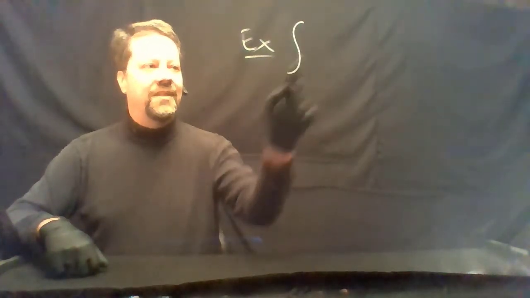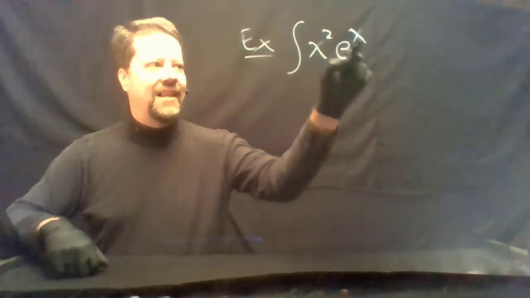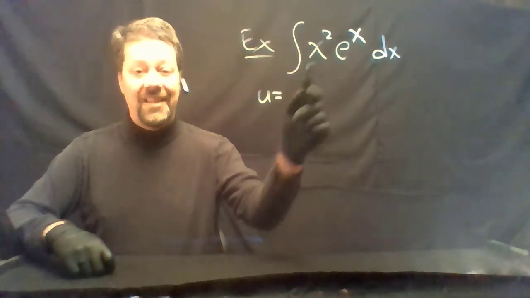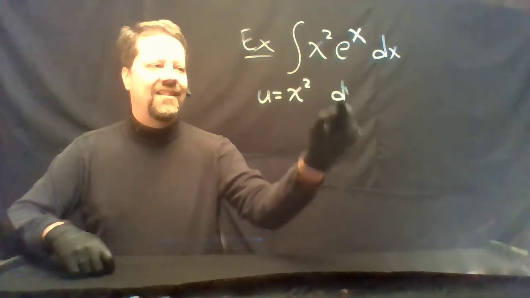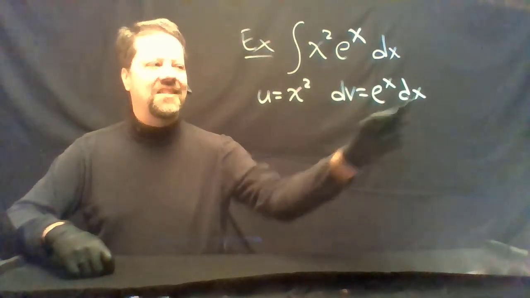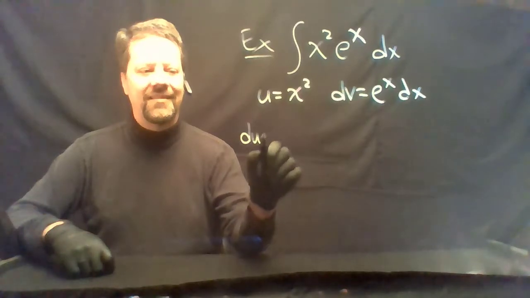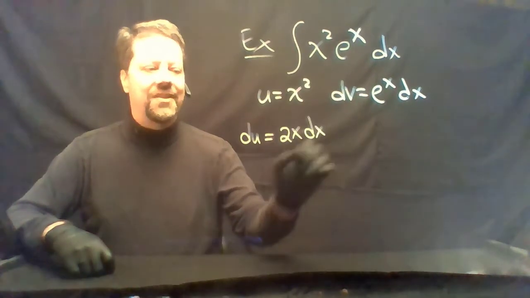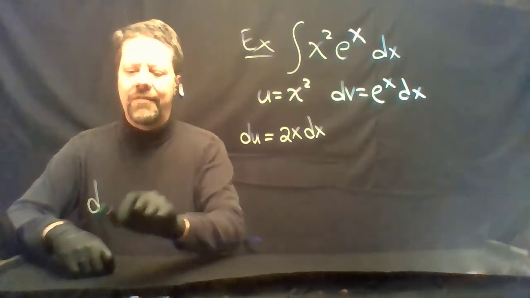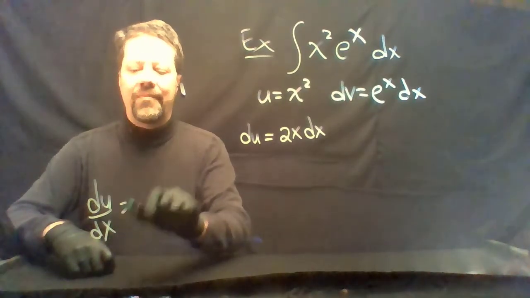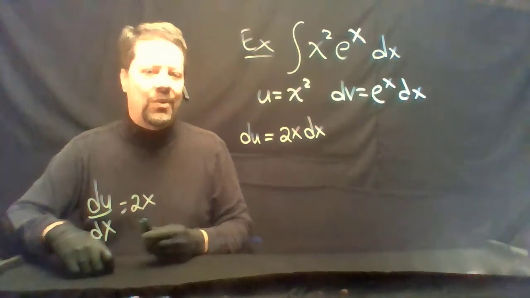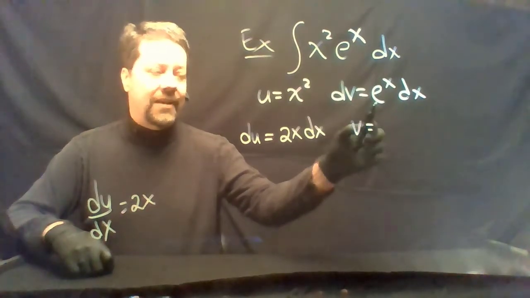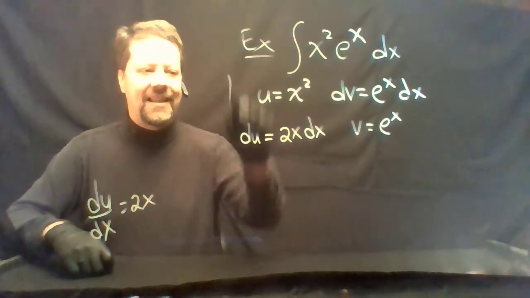In our next example, we'll have x squared e to the x dx. You can see immediately that u is x squared and dv is e to the x dx. What is du? Du is the derivative. It's 2x times the differential dx. For those of you still confused, you know that du dx is 2x. Just move the dx over by multiplying both sides by dx to obtain this. To find the value of v, we integrate. The integral of e to the x is e to the x.